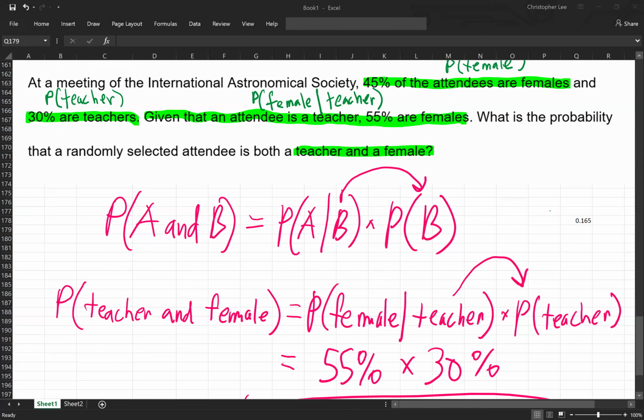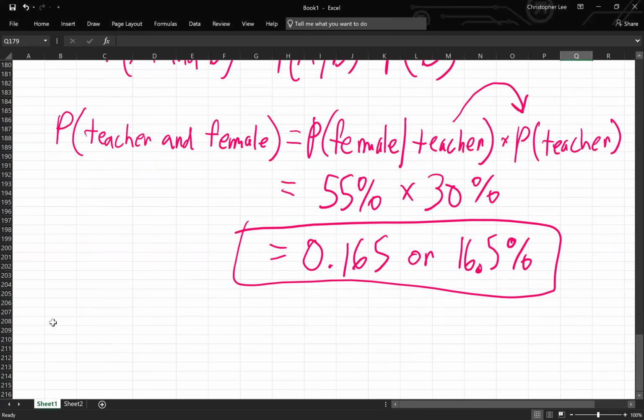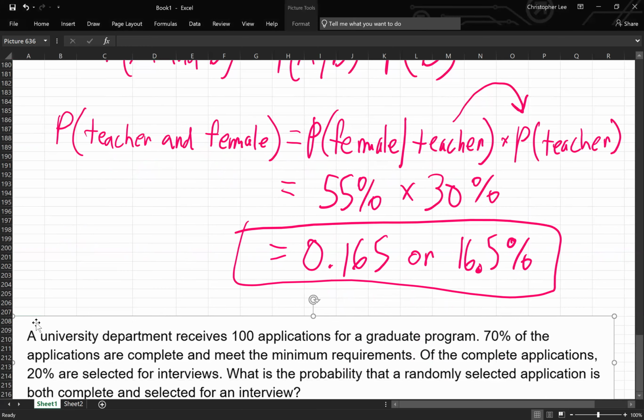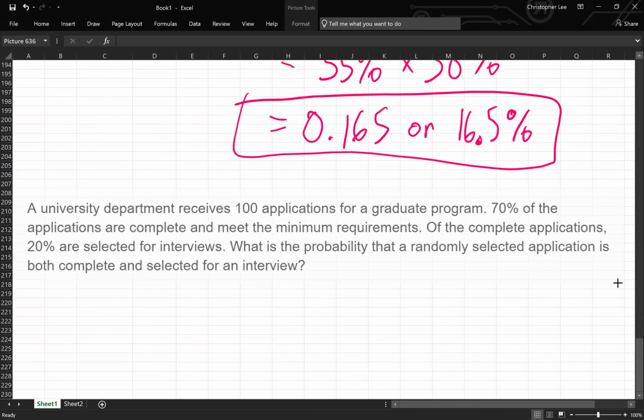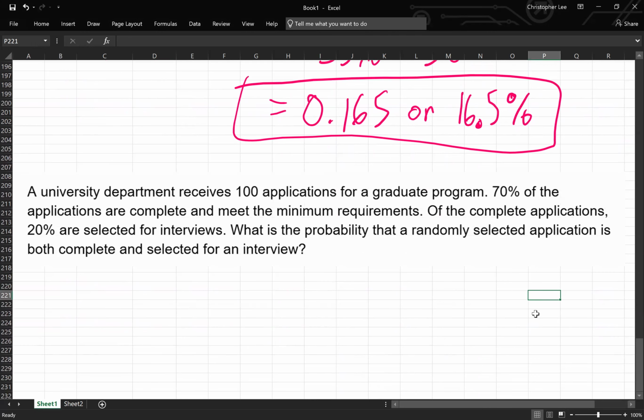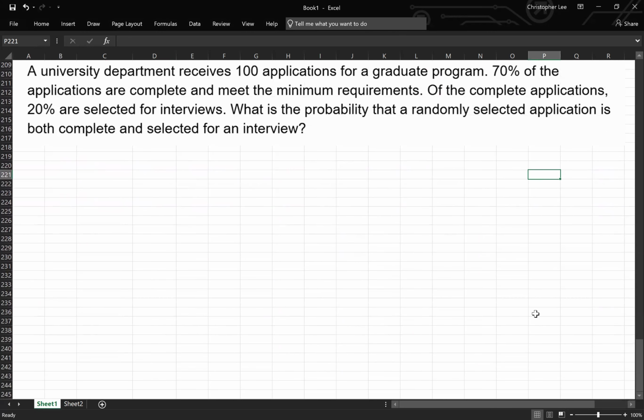All right, you guys try. It's a little bit easier, I know, but I'm sure you guys can get it. All right, and while y'all do that.